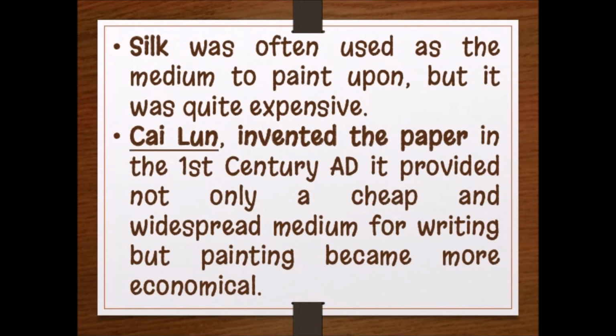Silk was often used as the medium to paint upon, but it was quite expensive, and because of this, Kai Lun invented the paper in the 1st century AD, which provided not only a cheap and widespread medium for writing, but painting became more economical.